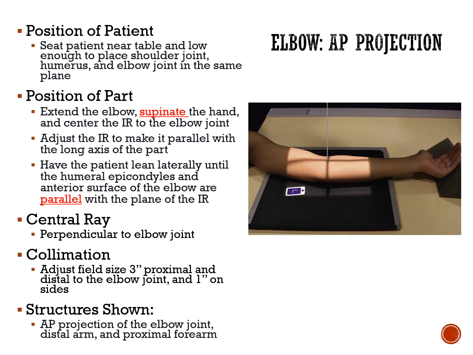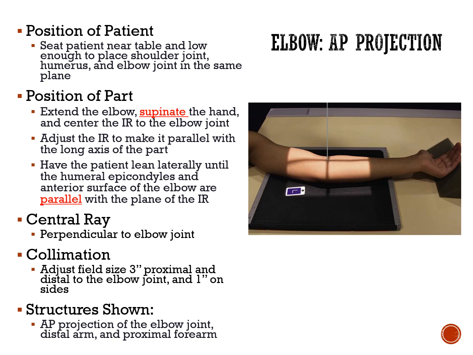For the elbow, we're going to do the AP projection first. With the AP projection, this is just a lot like the AP projection of the forearm, except we're going to center over the elbow this time. We're going to extend the elbow, supinate the hand, and center to the elbow joint.